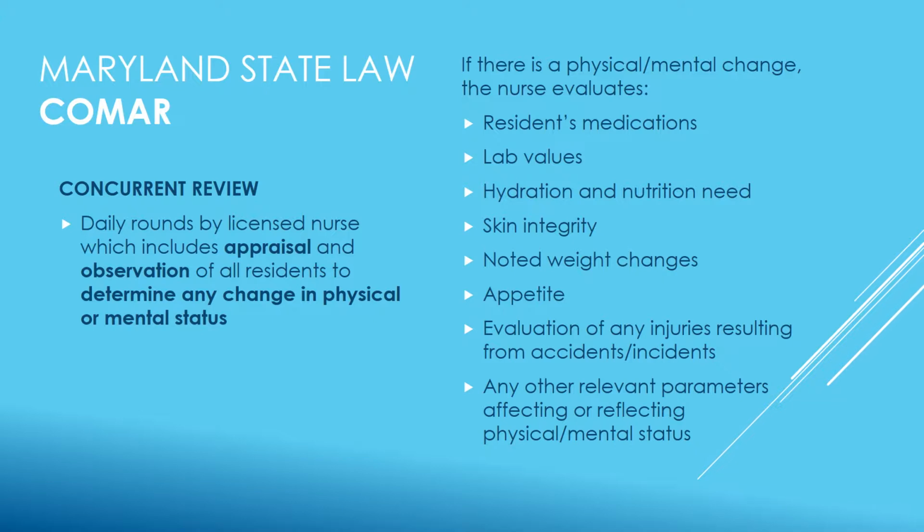Let's focus on the right-hand side of the screen. If there has been a change, physical or mental, then the nurse is to evaluate those items listed under the bullets. Many of you have concurrent review forms that include these various items. They appear on your assessment form for a reason. We need to gather data on all of these items, not pick and choose what you think is relevant. You may not recognize its relevance to the resident's change in condition until you collect and review the data. We will come back to this under the last objective, but just recognize that these items are included by law.